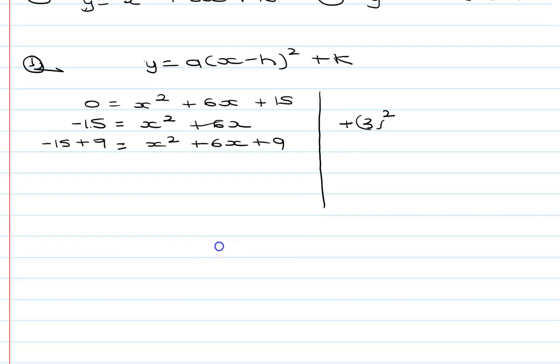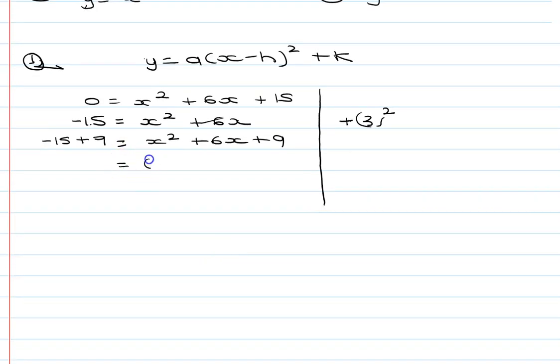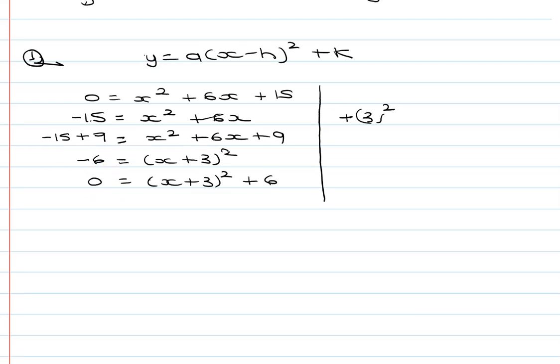That means that I can factorise that perfectly to give me x plus 3 all squared, and on the right I can work that out, and that gives me minus 6. Okay, so I can now move that over, and that gives me 0 equals x plus 3 all squared plus the 6. Now what we've got is we've now written this in turning point form, so we've completed the square and it's now in this form here.